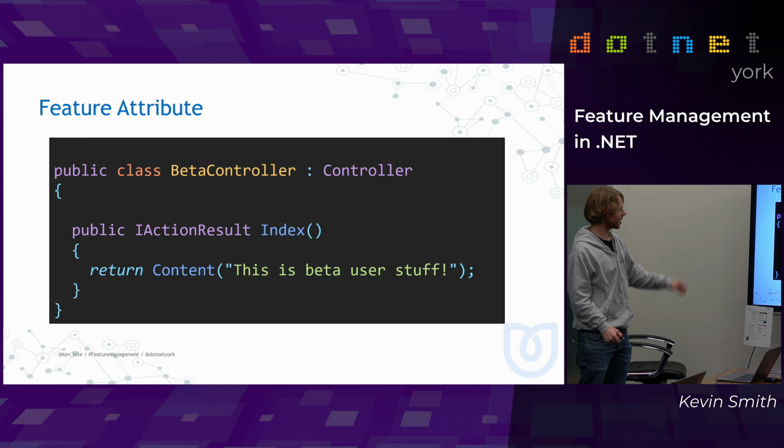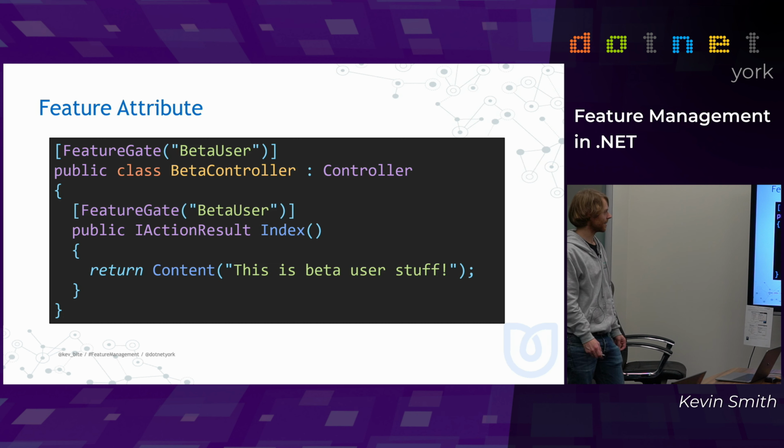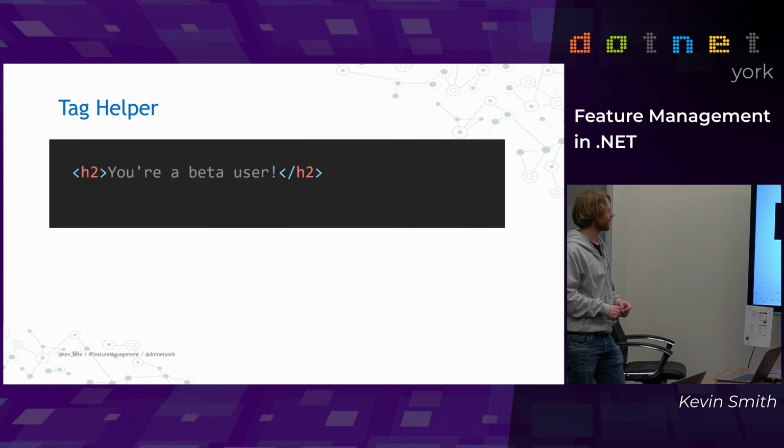So for a controller, if you want to have this switched on a feature, we can just add a FeatureGate attribute to the actual controller. And if the person doing the request is a beta user, they can access this controller and do the actions on it. We can also append the same attribute onto the action as well. So very similar to a lot of the authorization-like attributes and things like that.